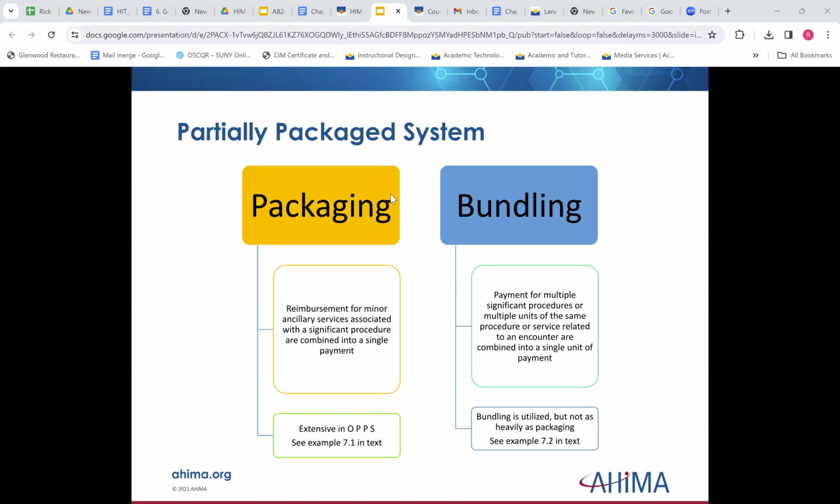And this is where we get into packaging and bundling. With packaging, we're going to be reimbursing for minor things that are associated with it, right? Bundling is basically kind of moving everything that's a separate procedure into one. And we're going to take a look at this in examples 7.1 and 7.2 in the text.